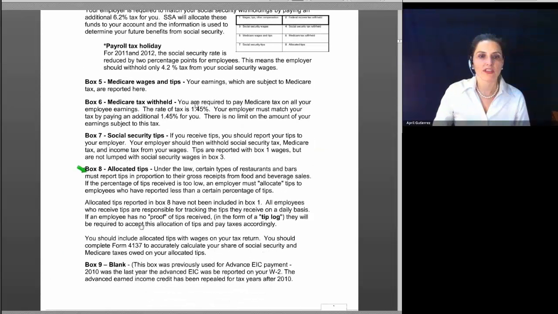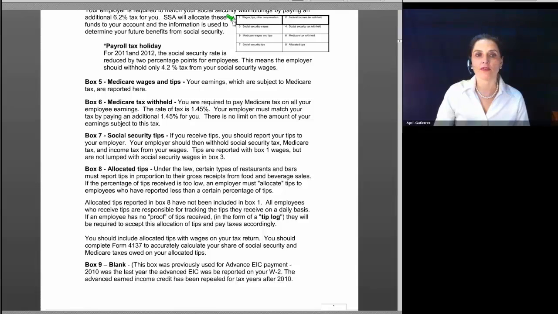The next box we're going to look at is the allocated tips box and the Social Security tips box. You can see we've got box 7 Social Security tips, and then we have box 8 allocated tips. We're going to be talking quite a bit about tips today, and the main thing to know about tips is that if you work in, let's just say, a restaurant where tipping is customary, if you're a server who's receiving tips, you're supposed to collect that tip, and very often it's by credit card, so you're not even holding the cash anymore. But whether you receive that tip by cash or credit card, you are required under the law to report that tip to your employer.